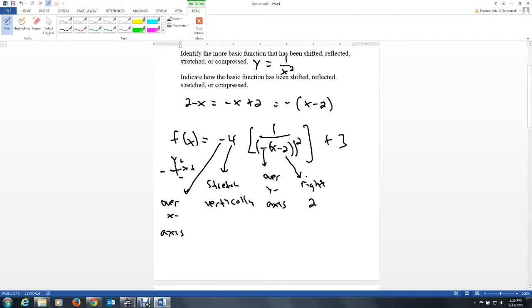And then this plus 3 is on the whole function, which means it's on the y, so it's going to add 3 to all the y's, which means the y's go up or down. Since it's a positive, we're going to go up 3. And that's it. Just be careful with which book you're using.